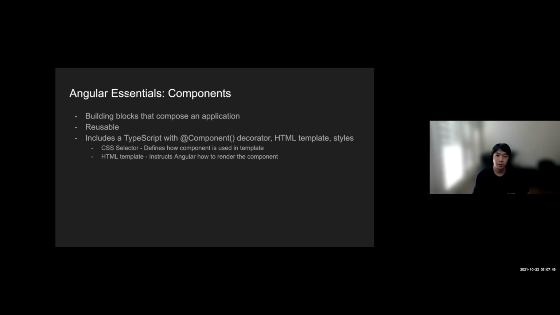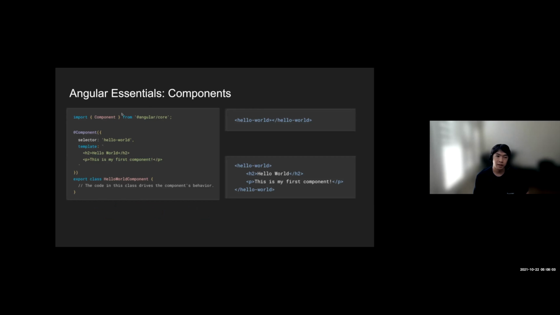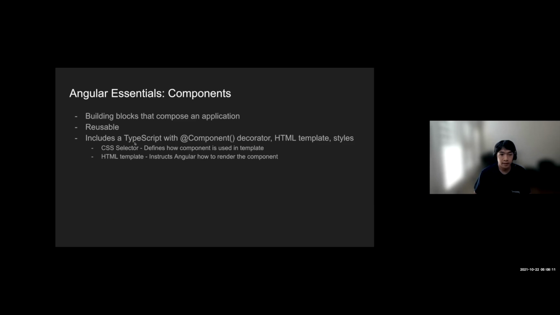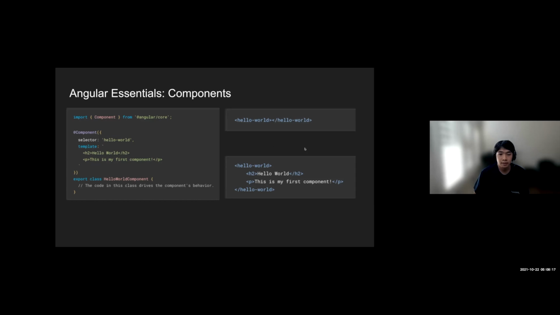Angular essentials and components. Components are the building blocks that compose an application. They're also reusable. This is a description of what it includes. It might seem like a different language right now, but I'll go over it. A component consists of multiple parts. It has the component decorator, as I mentioned right here, the HTML template, and styles. The template is actually right here. Right now it's hard coded, but you could also put another file name in there. And this is what we'll visualize.